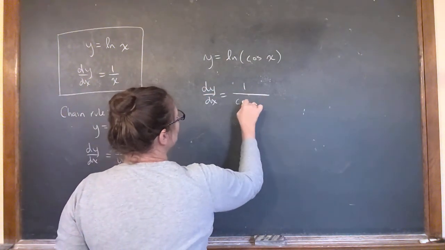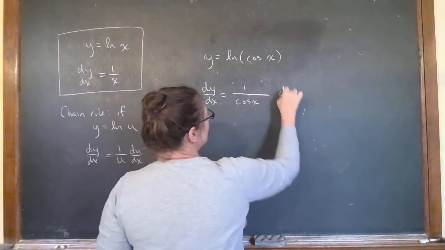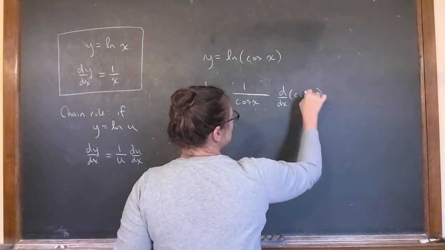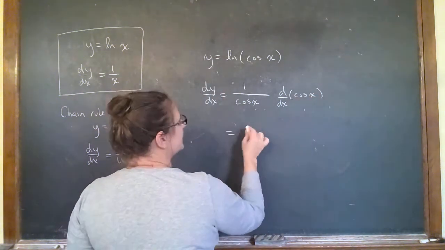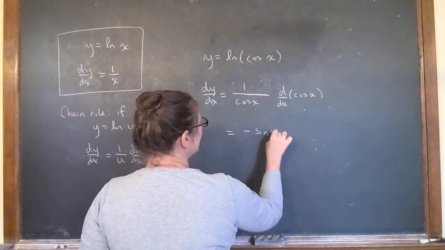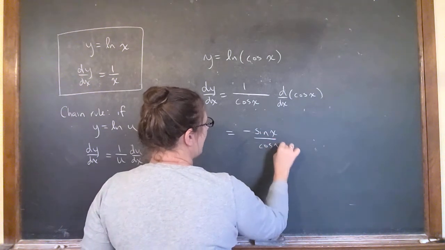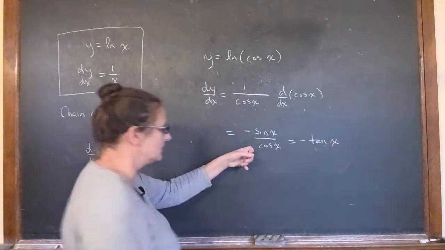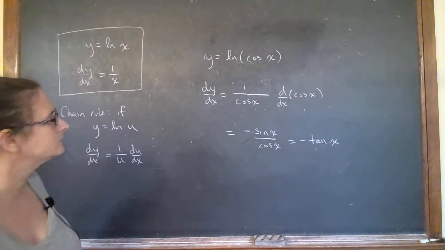So 1 over cosine of x times the derivative of cosine of x. Okay, so the derivative of cosine of x is negative sine, right? So I get negative sine of x over cosine of x, which actually is negative tangent. But I could leave it that way. If you leave it that way, it's fine. Okay?